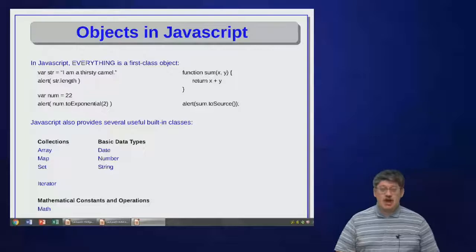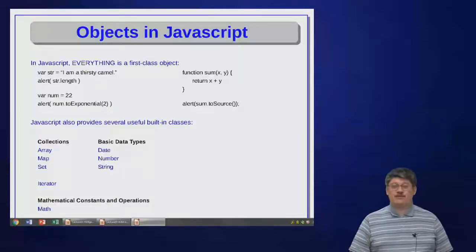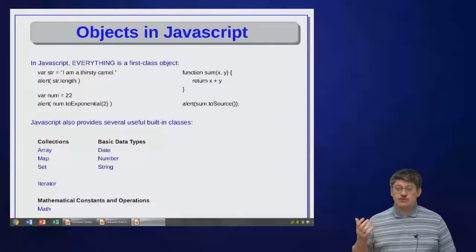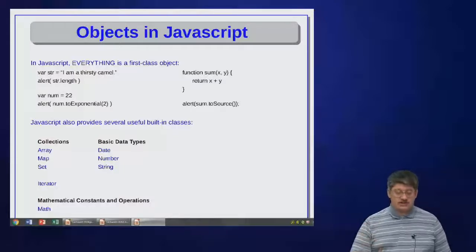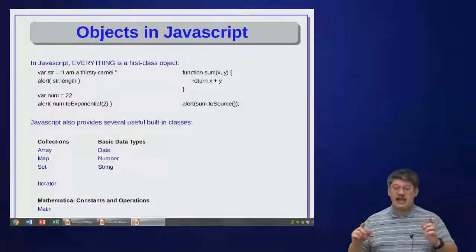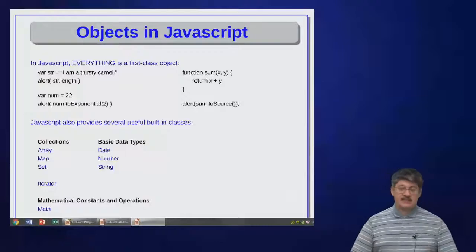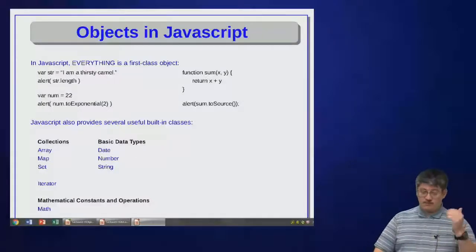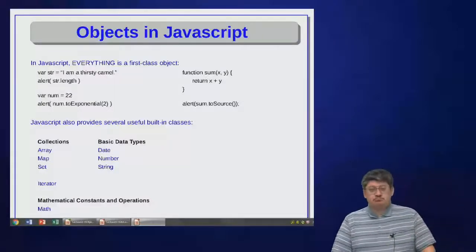One of the cool things about JavaScript is that everything is what we call a first-class object. So, for example, string variables are objects, and they have properties. If I create the string str, and I assign it the value I am a thirsty camel, I can say str.length, and that will tell me the length of the string. Every string has a built-in property named .length. Strings are objects. That's fairly typical.